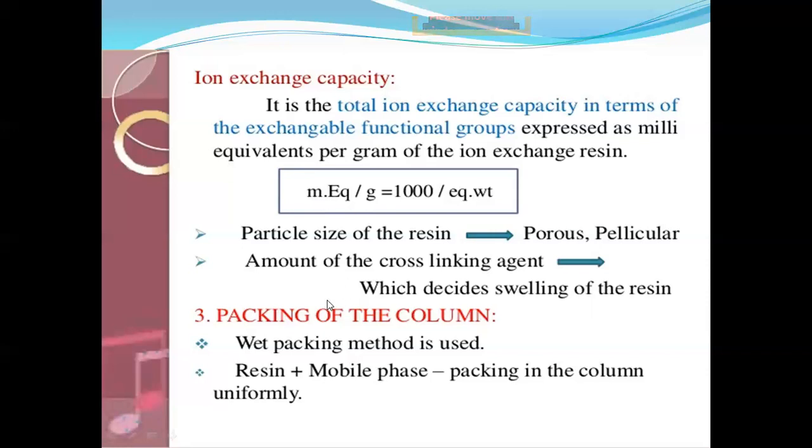Next, packing of the column. The third one is very, very important, packing of the column. Generally in our column chromatography, we have studied about this one. So packing of the column has two types: that is the wet method, and the second one is the dry method. Here, first we look at the wet packing method.